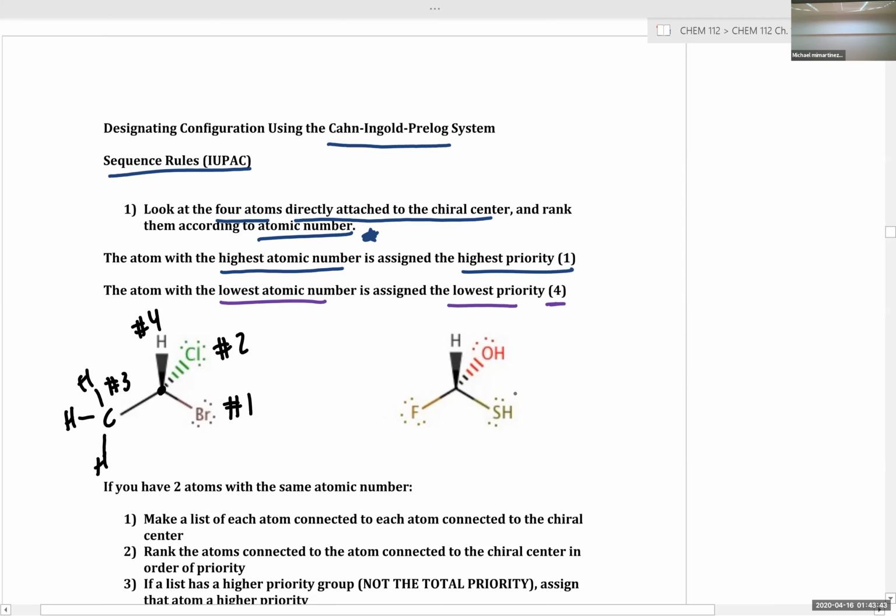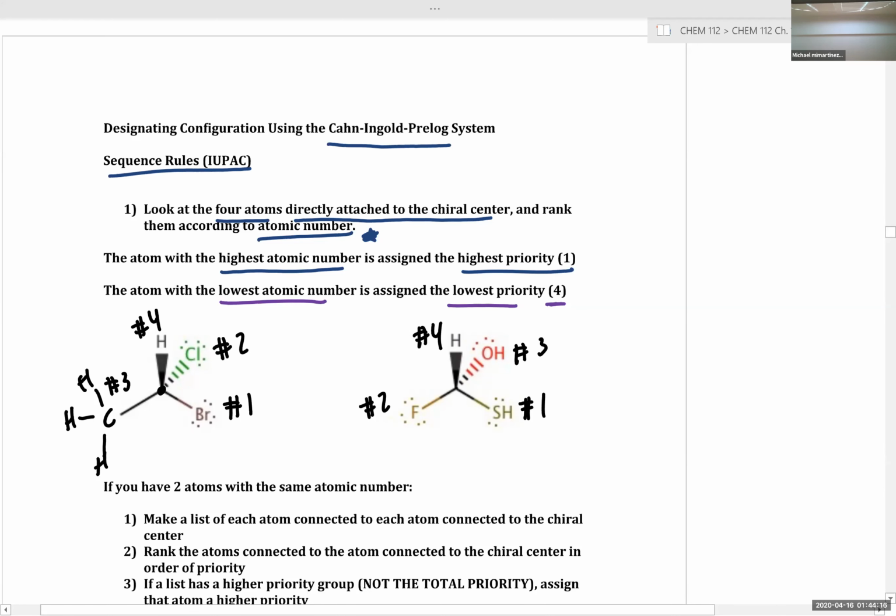Let's do another example. If we compare sulfur, oxygen, fluorine, and hydrogen, what atom gets the highest priority number? What atom gets the 1? Yep, sulfur. Okay, what's after sulfur? Yep, fluorine, exactly right. And what's after fluorine? Oxygen, yep. Perfect. Wonderful.